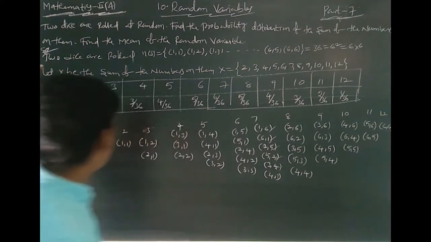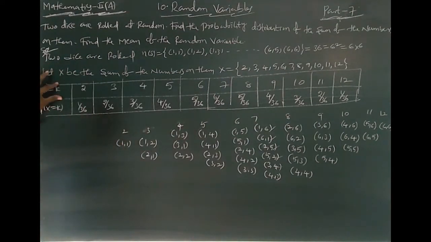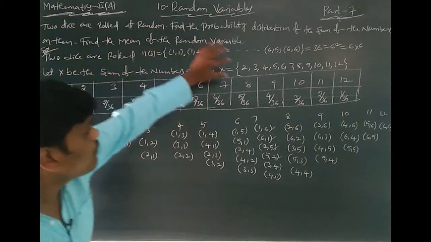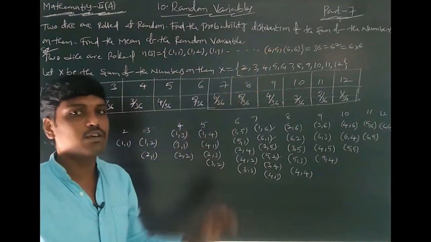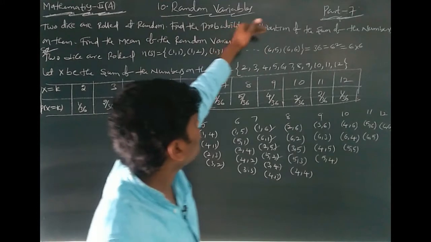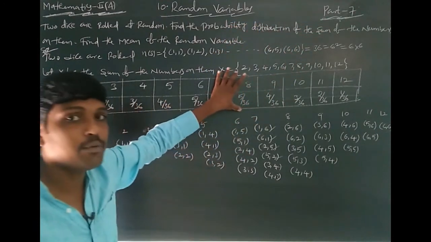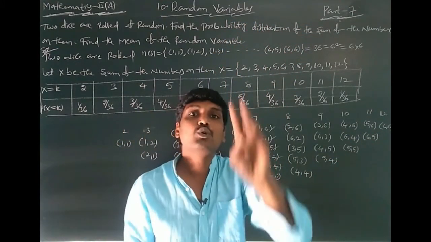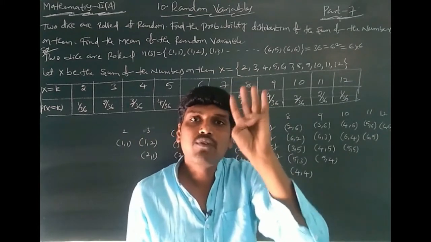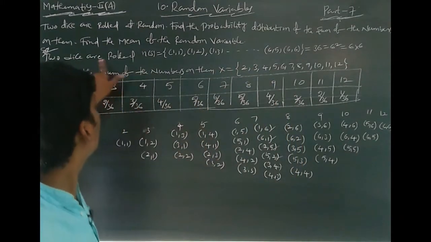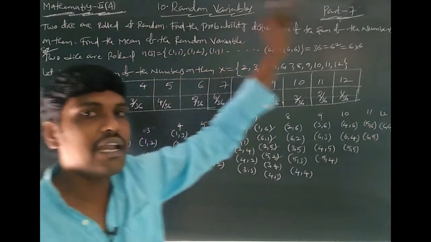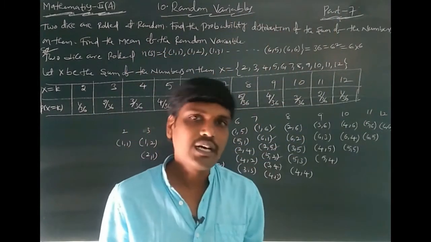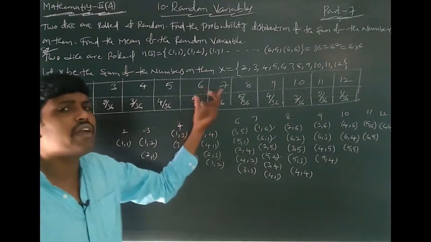This is the probability of the sum of the 2 numbers. This is the probability function of the sum of the 2 numbers, the probability of each sum. This is the probability function table. If you write this table, you get 4 marks. After that, 3 marks for finding the mean of the random variable. Understood or not? This table is very important.